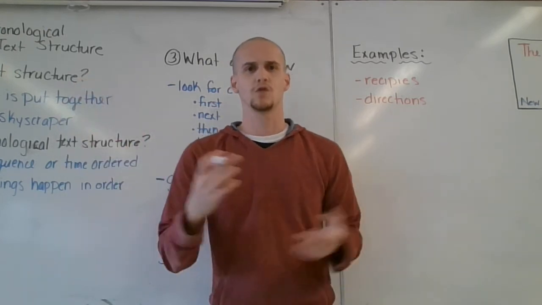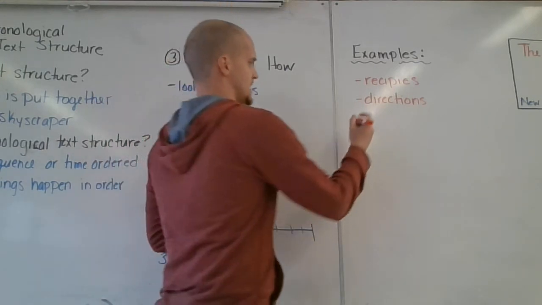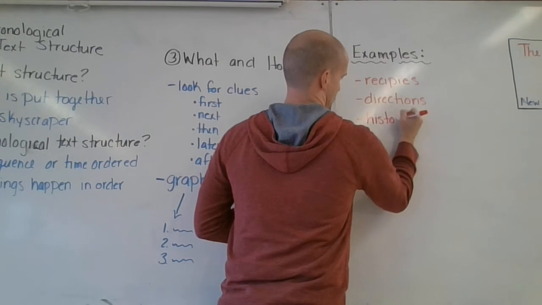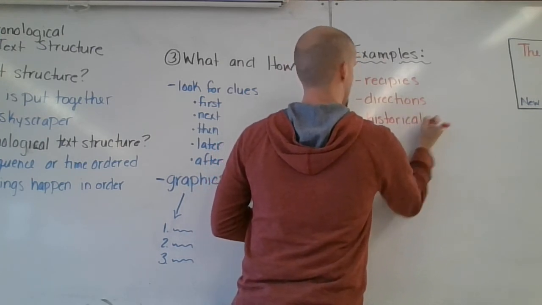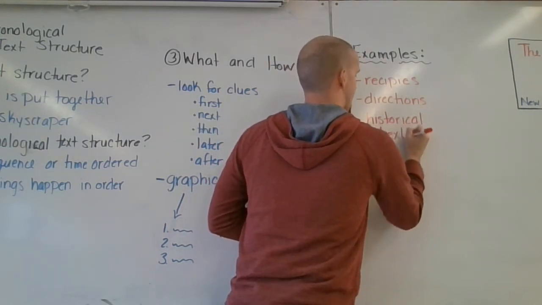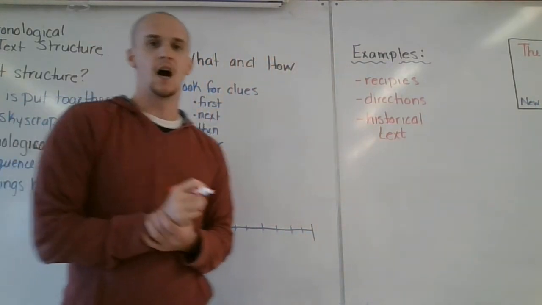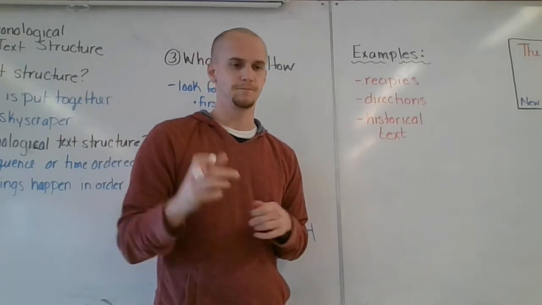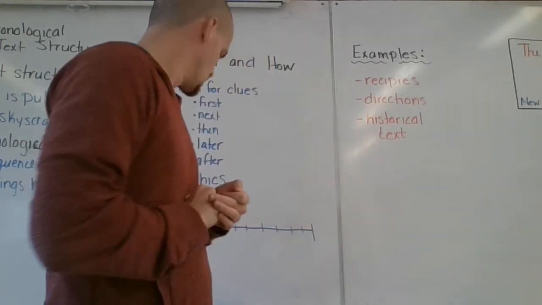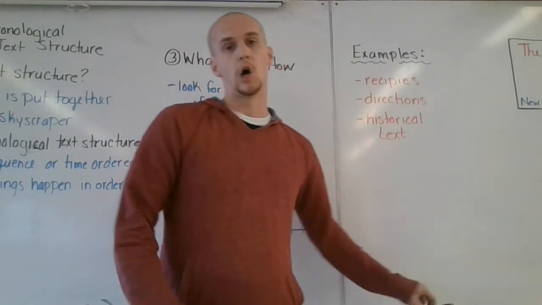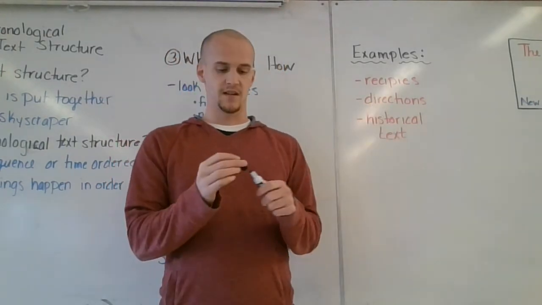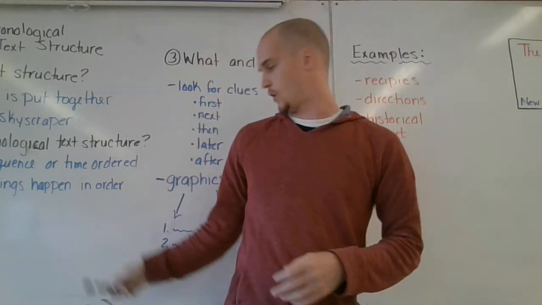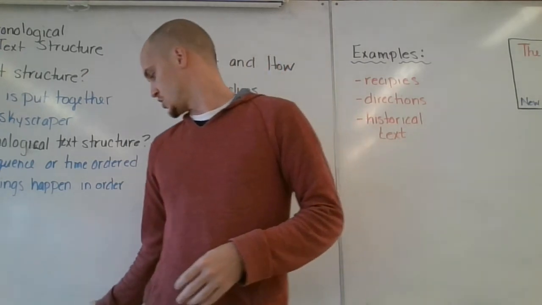So the chronological text structure, you see it in recipes, you see it in directions. A lot of times you see it in history or historical text. Not always, but sometimes. Think about your history classes. If it was taught out of order, it would be very difficult to understand what was going on. These are just three major examples that utilize the chronological text structure.